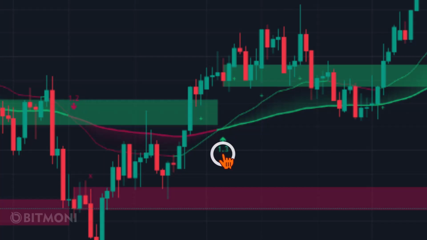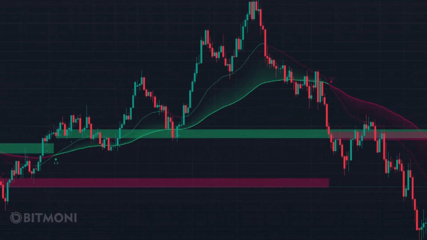A green upward arrow is going to be printed whenever the trend of the market shifts from bearish to bullish. This number is just the price point where the exact crossover happened. On the other hand, a red downward arrow is going to be printed whenever the trend shifts from bullish to bearish.